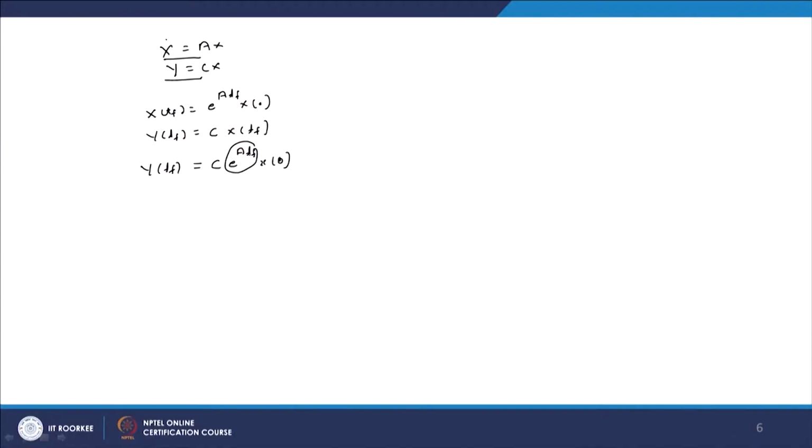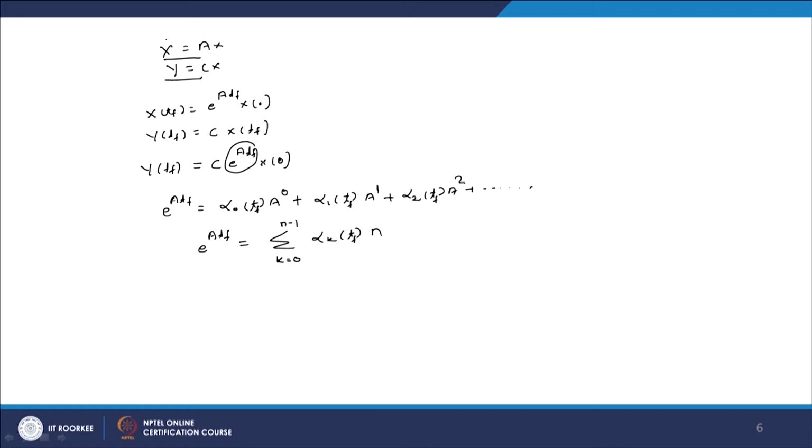In case of controllability of the system, when we derived the controllability equations, we wrote e raised to a Tf in terms of the Cayley-Hamilton theorem. So, this e raised to a Tf can be written as alpha 0 t into a raised to 0 plus alpha 1 t a raised to 1 plus alpha 2 t a square. Therefore, e raised to a Tf can be written as the sum for k equal to 0 to n minus 1 of alpha k t into a raised to k.